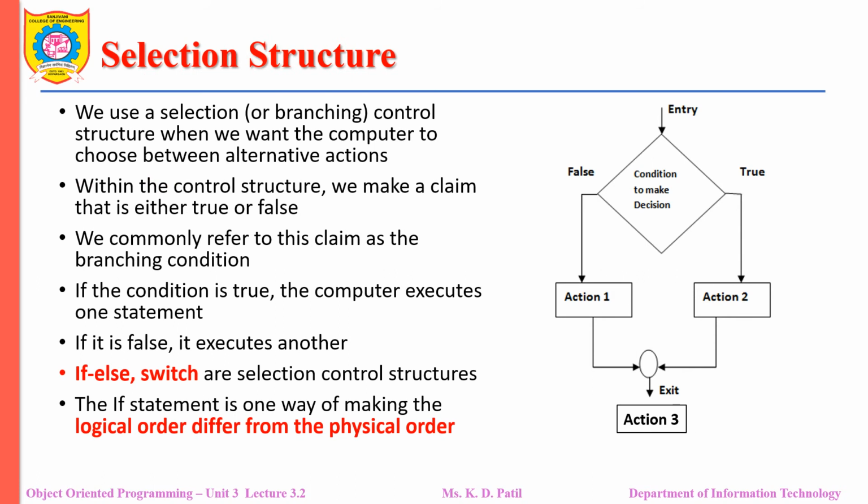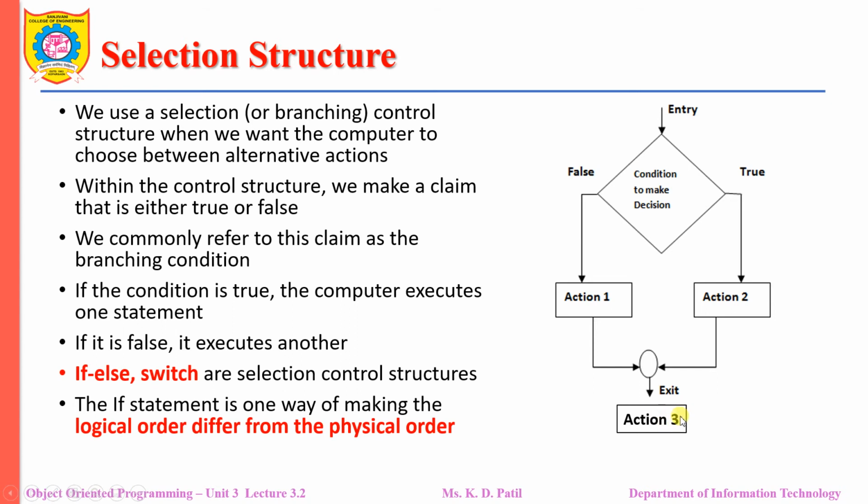Now when we want selection or branching, and we want the computer to choose between alternative actions, we can use the selection statement or branching control structure. Within the control structure we make a claim that is either true or false. We commonly refer to this claim as the branching condition. If you observe the figure, I have an entry statement here, and after that a condition to make the decision. If the condition is satisfied, I choose the true option and execute action 2. But if the condition is false, I choose the alternative option, false, and execute the other statement, that is action 1, and after that I go to the end statement and perform action 3.